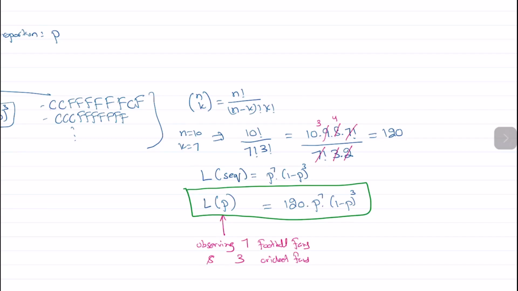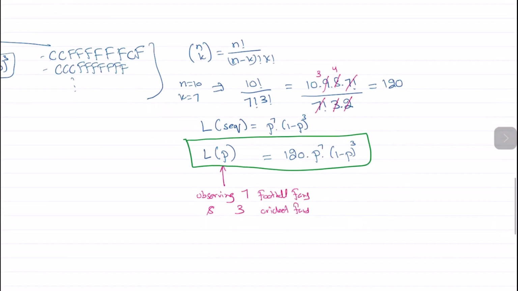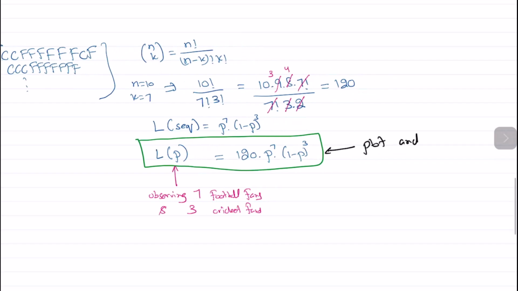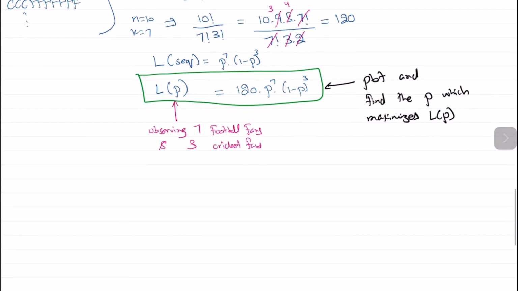Now to find the value of p that maximizes the likelihood, all we do is, this is now a simple function. So we could plot this function and then find the p which maximizes it, and that will be the maximum likelihood. What do I mean by this? We have this L of p. Imagine if I plot it, maybe I'll get something like this. I have p, and this is L of p. If this is the maximum L of p, then this p is the most likely value of p given that we observe the data that we actually ended up observing.